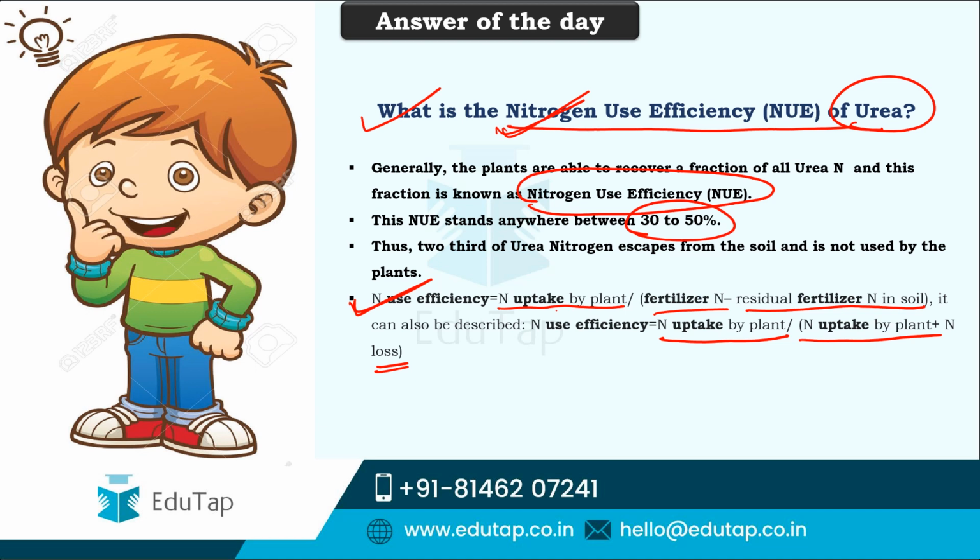And now the government has, to increase this nitrogen use efficiency, started neem coated urea. Because of the neem coating on the urea granules, the release of nitrogen from this urea is slowed down, but it is steadily supplied to the plants, thereby increasing the nitrogen use efficiency of urea.